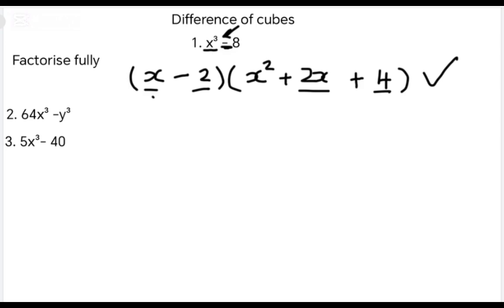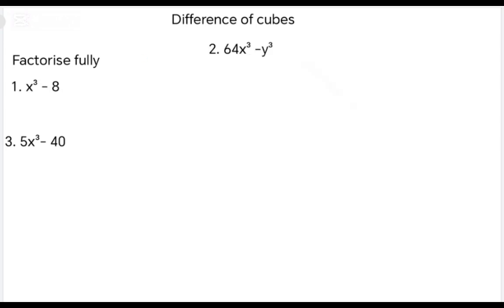Let's try the next one. So here's the next one. What we need to do is open two brackets like this, one and the bigger one. What you need to do is take the cube root of this 64x cubed there. You are going to cube root 8, you're going to cube root this. Why do I keep saying square?